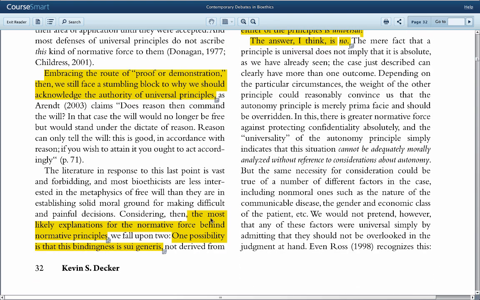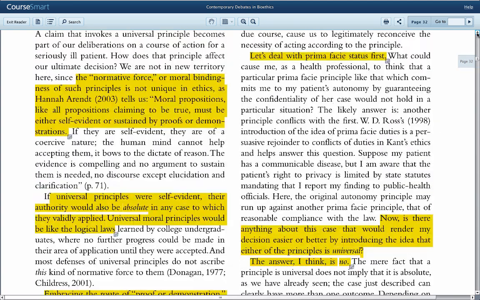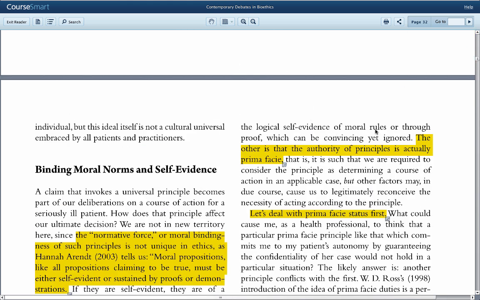He considers two options. He says the most likely explanations for the normative force behind normative principles are two. One possibility is that this bindingness is sui generis, which means not derived from the logical self-evidence of moral rules or through proof, which can be convincing yet ignored. The second option is that the authority of principles is actually prima facie, which means it is such that we are required to consider the principle as determining a course of action in an applicable case, but other factors may, in due course, cause us to legitimately reconceive the need of acting according to the principle.